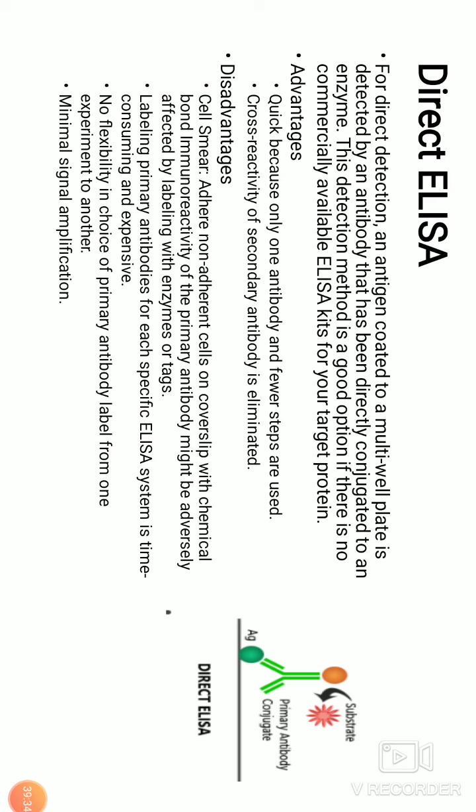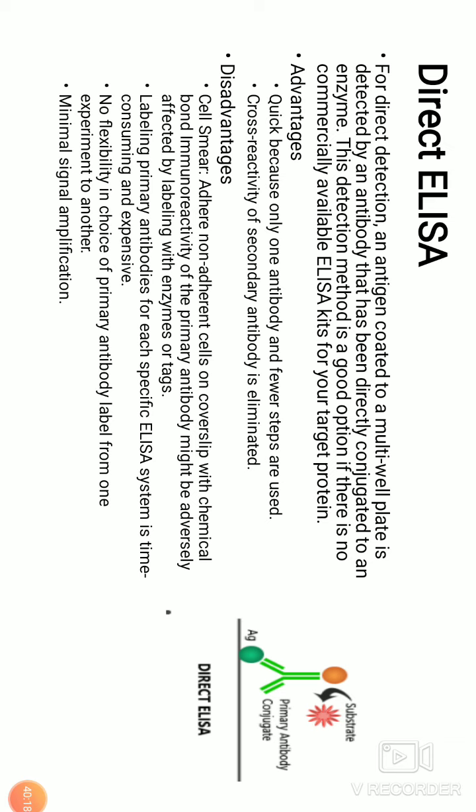It has advantages and disadvantages also. The advantage is that it's quick, because only one antibody is there and no secondary antibodies are added, so cross-reactivity is eliminated. Only one antibody, so it is faster and gives a quick result. But when you are coating the serum of a patient, there might be adherent and non-adherent cells also, which can coat on the cover slip or in the wells, and they give cross-reactivity, and that might be adversely affected by labeling with enzymes or tags.